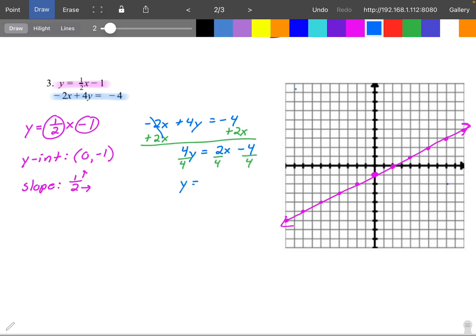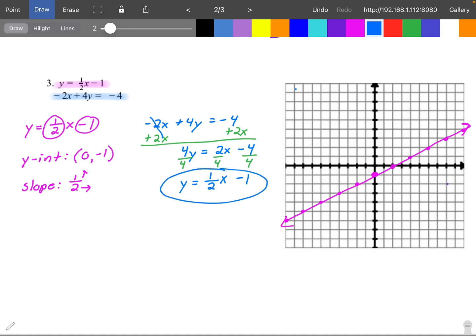And that gives me y equals. Now, if we take a look by the x, we have 2 over 4. That's a fraction, and it can be simplified. So both of those numbers can be divided by 2. So 2 divided by 2 is 1. 4 divided by 2 is 2. So 2 over 4 simplifies to 1 over 2. Don't forget the x on there because that is the slope. And then negative 4 divided by 4 is a negative 1.